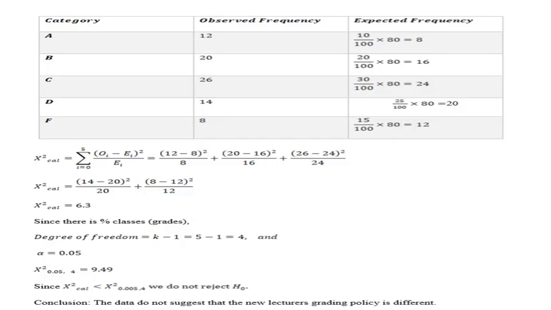Since we have percentage class grades, we then estimate our degree of freedom. Our degree of freedom is k minus 1. How many columns do we have? We have 5 columns, that is our k. A, B, C, D, and F. Those are our categories, which is our k. So it will be k minus 1, which is 5 minus 1. That will give us 4.